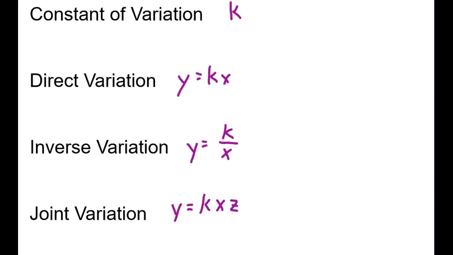The constant of variation is going to be represented by k, just some number that's being multiplied throughout the equation. Direct variation is in the form y equals k times x. Y and x are variables. K is that constant. Inverse variation, y equals k divided by x. And then joint variation is very similar to direct, except now we have two variables being multiplied. We have y equals k, that constant, times x times z.